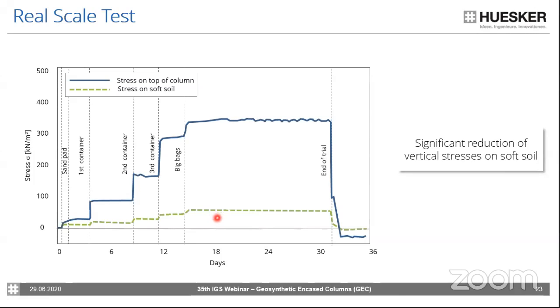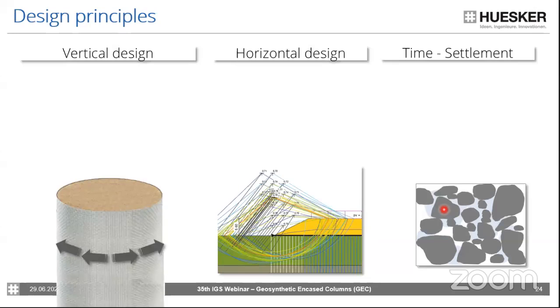And this happens due to the arching effect or due to the load distribution, so that we have much more stress on top of the columns compared to the stress on the soft soil, which can be summarized as that we will have a significant reduction of vertical stresses on the soft soil, which later brings us to smaller settlements of the soft soil and also to smaller creep settlements, what we will see later as well.